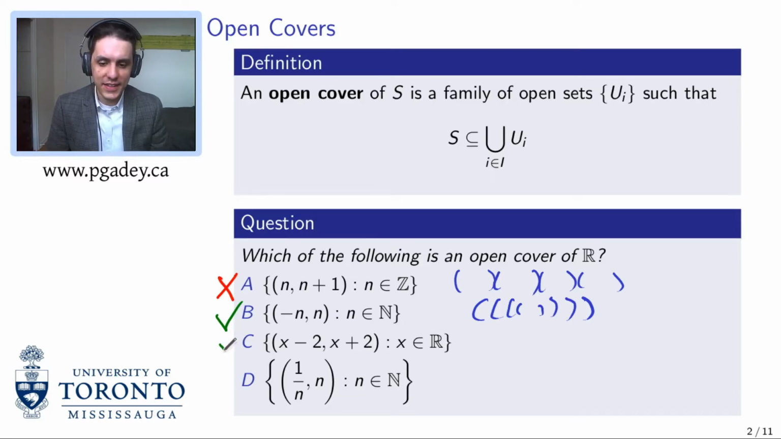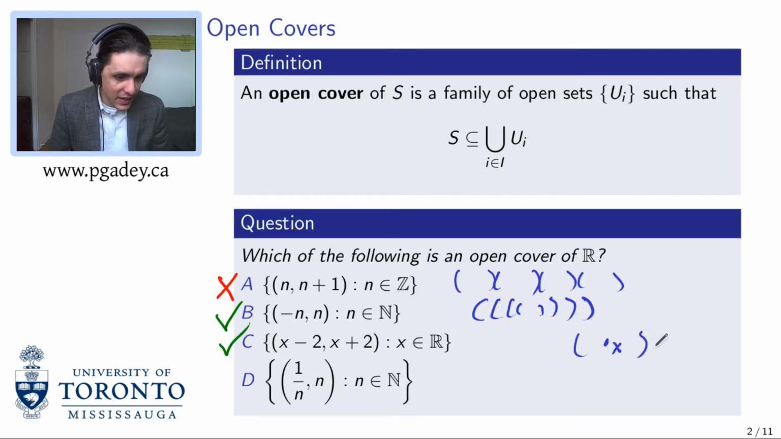Our next set is an open cover. It's a very special open cover. It's got uncountably many elements. Every real number x is contained at the center of one of these intervals. So here we have a number x, and it's going to be contained in the center of the interval from x minus 2 to x plus 2. So this will wind up covering every real number many, many times.